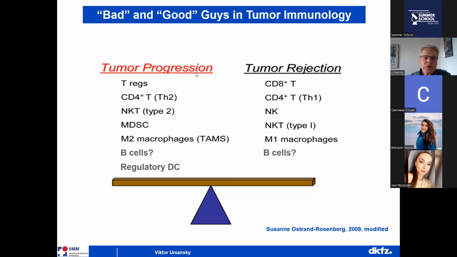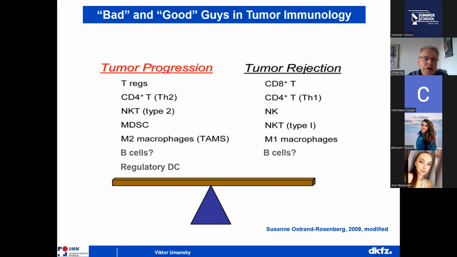So for tumor rejection, what is important is CD8 T cells, CD4 T lymphocytes, Th1, especially natural killer cells, natural killer T cells, which are a kind of hybrid between T cells and NK cells, M1 macrophages, and also probably B cells. It's still not completely clear if B cells are bad or good guys.